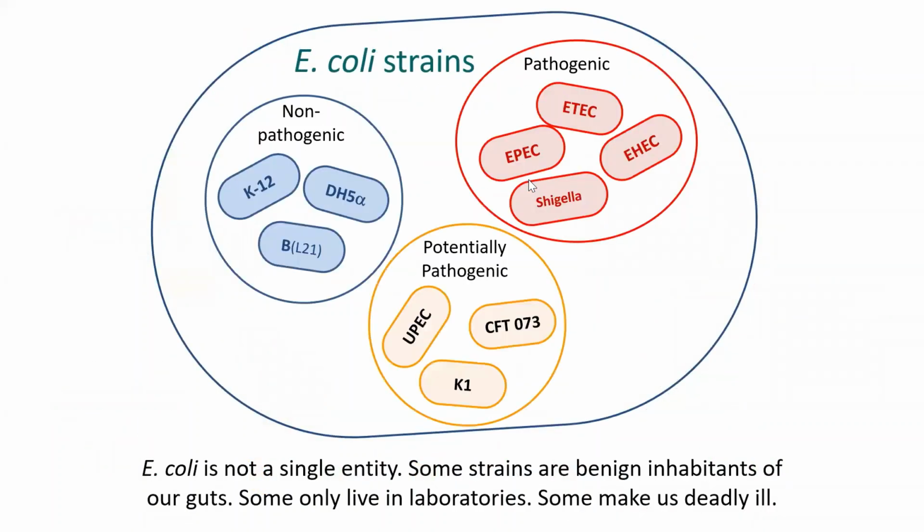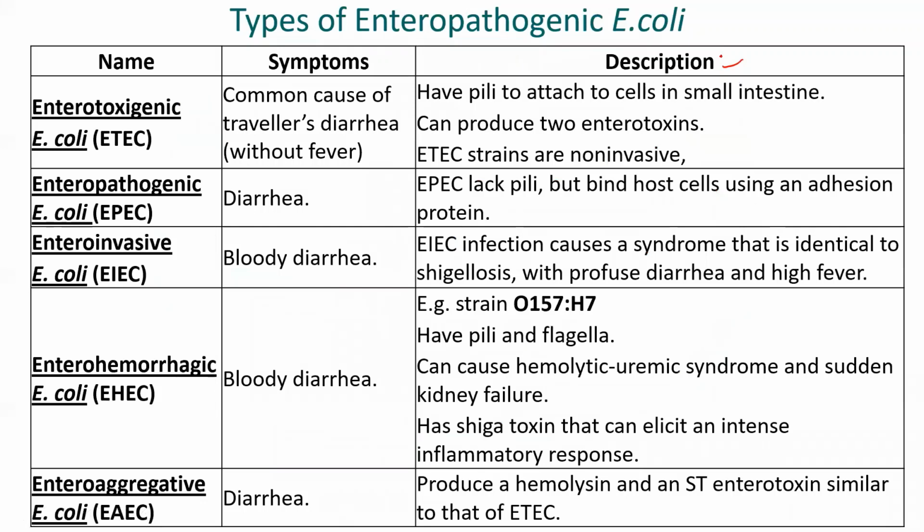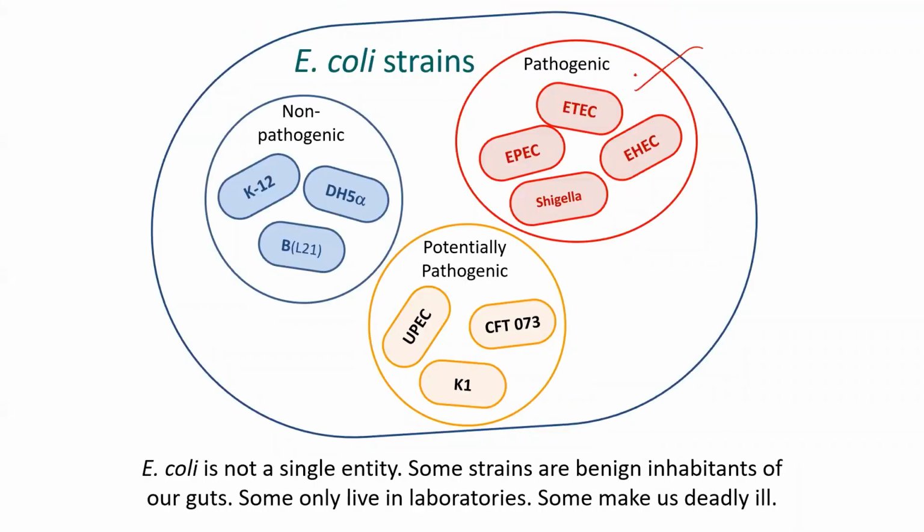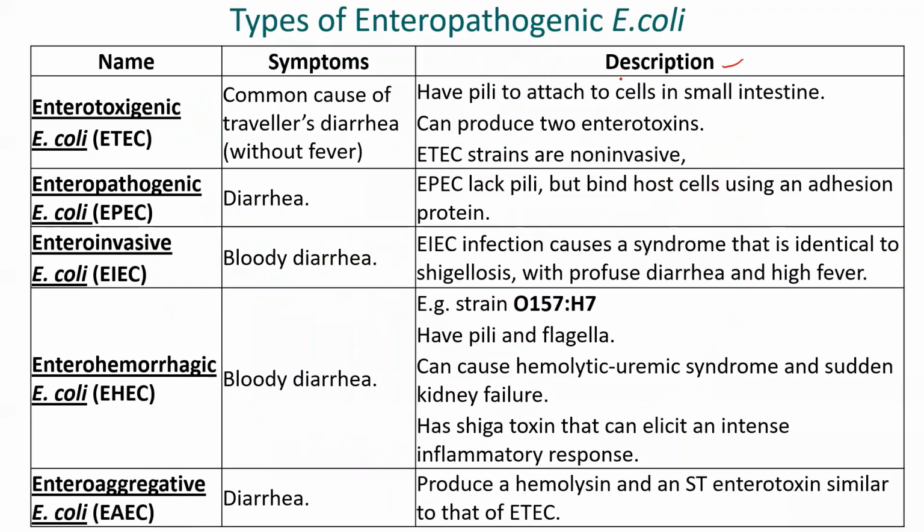So E. coli, of course, has many strains, and I keep trying to tell you not all strains are bad, but these ones over here are the ones that are usually considered to be pathogenic. And these ones, ETEC and EPEC and all that. And just to re-emphasize what we talked about before, why are they pathogenic? Because they have virulence factors that other E. coli do not have.